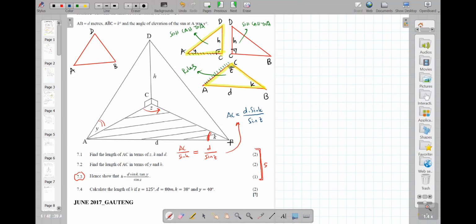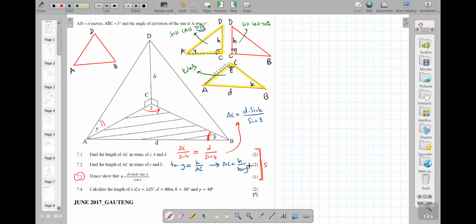Now in the second one, write AC in terms of Y and H. So it's in the other triangle now, and I will use SOHCAHTOA. What's the relation between Y, AC, and H? It's the TOA: tangent Y is opposite, which is H, over adjacent, which is AC. Now I can leave AC alone. So AC is H over tangent Y. That's what they wanted.